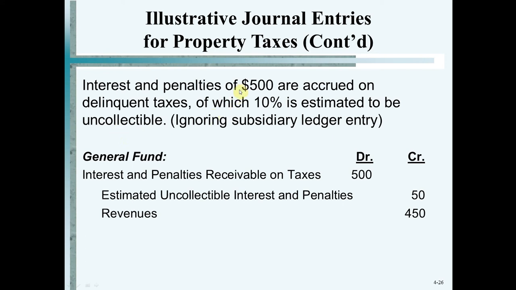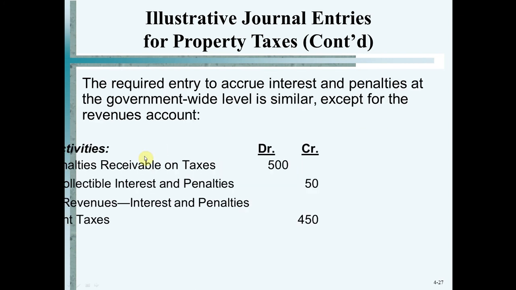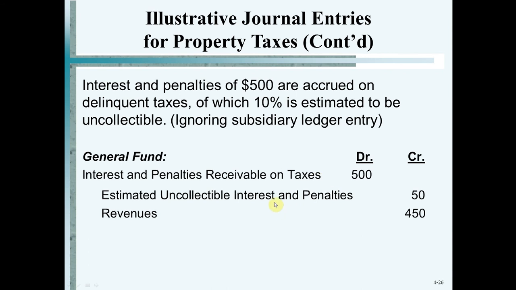Interest and penalties of $500 are accrued on delinquent taxes of which 10% is estimated to be uncollectible. So for the general fund, we would book a debit to interest and penalties receivable. We would credit estimated uncollectible interest and penalties because we said 10% is uncollectible, so that's 50. And then credit revenues, 450. So we expect to get 450 of these $500 worth of penalties. And remember, before I go on, we're recording these because they're measurable right now, and we reasonably expect to collect them within the near future.